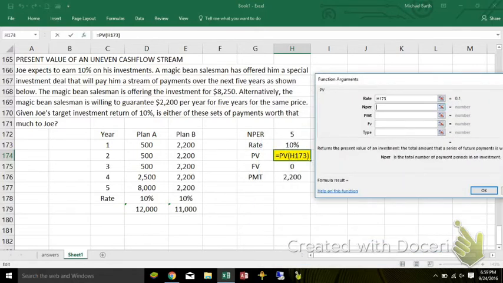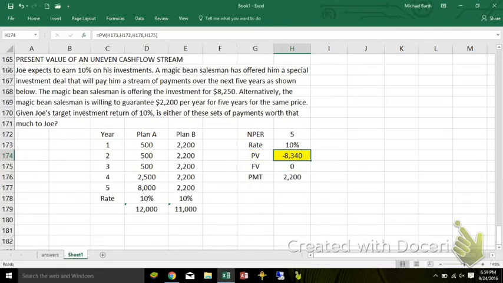So the fair value to Joe on that would be the present value, or that'd be the fair price. 10% is what he requires, 5 periods, payment, future value, hit the OK button, and that's worth $8,340 to Joe. And the salesman's offering it for only $8,250. So that ain't a bad deal at all, right? So he likes that plan, but it actually earns less than this plan.